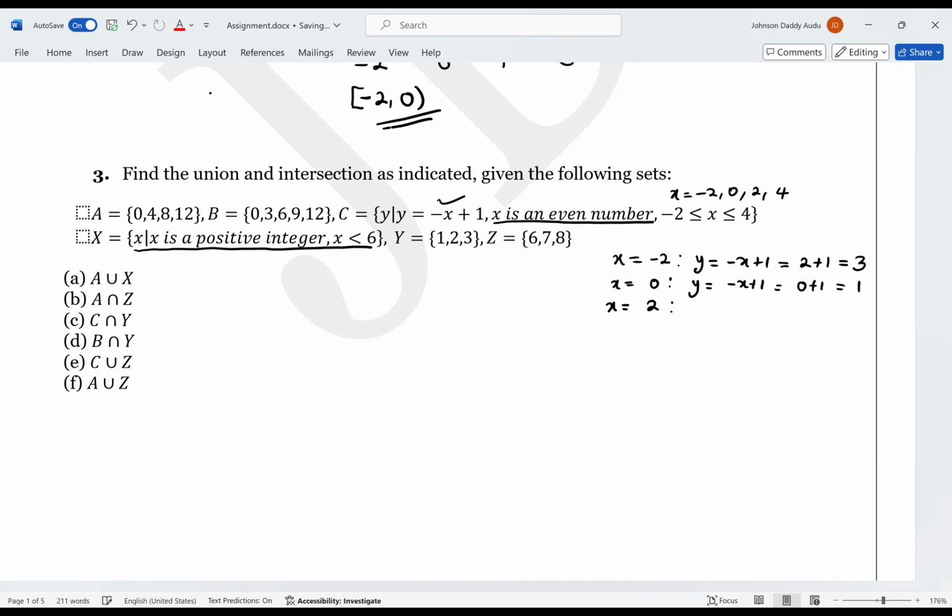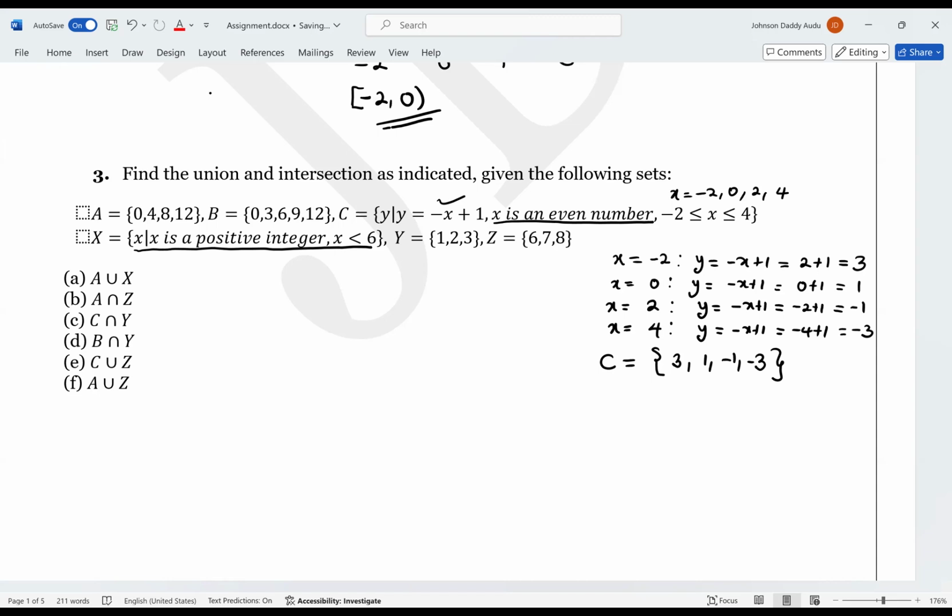If X is now 2, Y is minus X plus 1. So you will have minus 2 plus 1, which is minus 1. And finally, if X is 4, Y is minus X plus 1, which is what? Minus 4 plus 1, right? Which is minus 3. So it means your set C is all the Y's. So you can say it is 3, 1, minus 1, and what? Minus 3. So this is our set C.